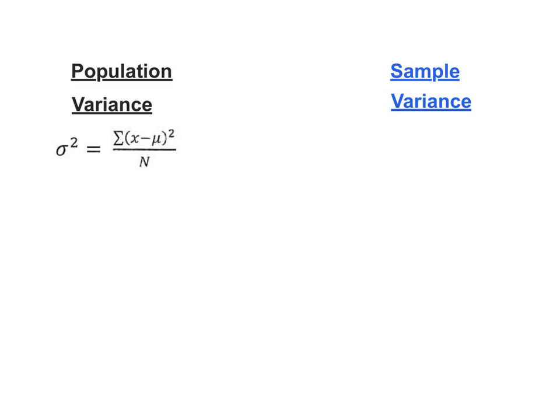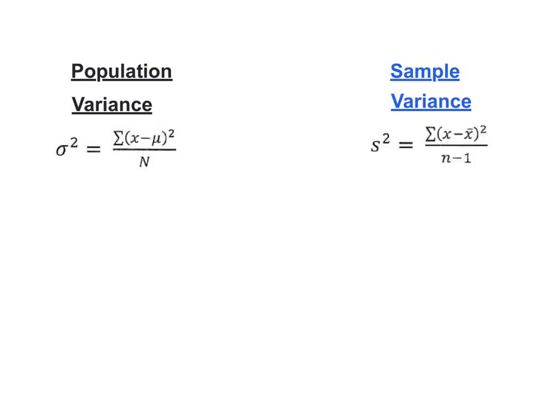And I'll be honest, my generation, and before me, that was the only way to do it. There was no graphing calculator to just type it all into. There was no computer program that I could type it into and it would do it for us. We had to do it by hand, okay? So that's the population variance.